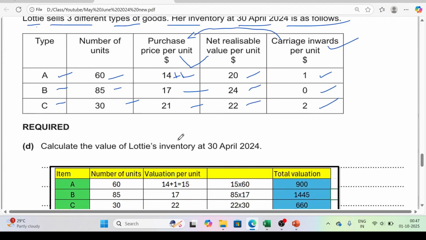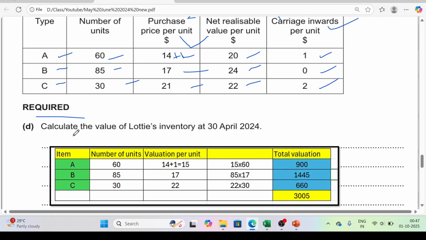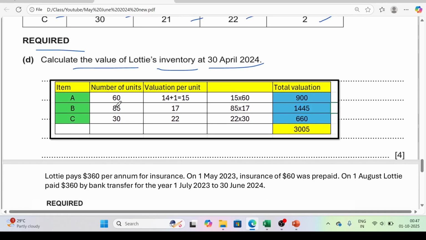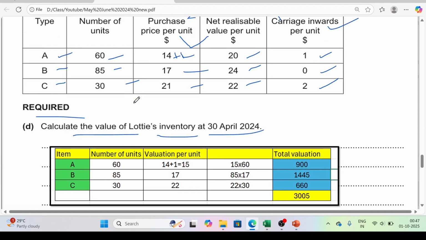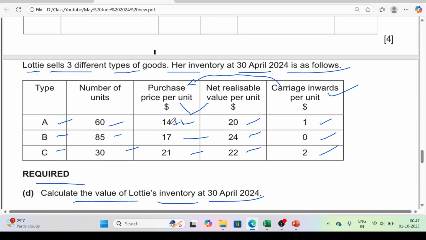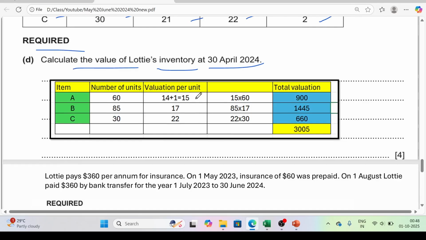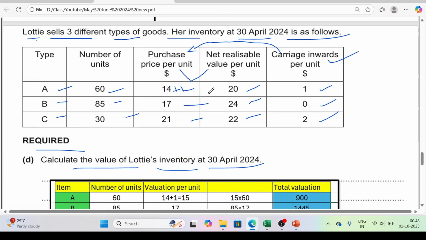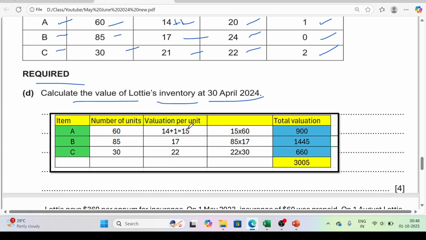Okay. So here, required: calculate the value of Loti's inventory at 30th April 2024. Okay, this is the workings. Items A, B, C, number of units, already we know 60, 85, 30. Then valuation per unit. If there is any carriage inward, you must add it. So first one, 14 plus 1 is 15. Which is the lowest one? 15. So that's why I took 15. Then 15 times the number of units 60, so the total answer is 900.